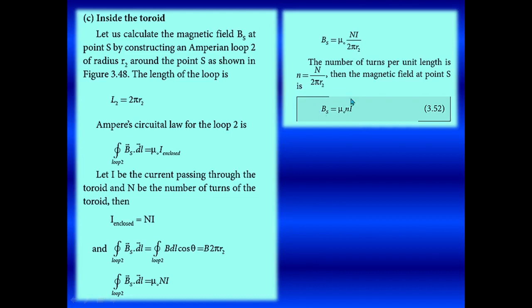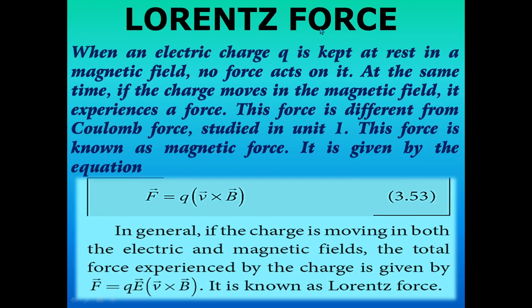So this is a very important formula. Next, the statement of Lorentz force. When an electric charge Q is kept at rest in a magnetic field, no force acts on it. At the same time, if the charge moves in the magnetic field, it experiences a force. This force is different from the Coulomb force studied in Unit 1. This force is known as magnetic force. It is given by the equation F vector is equal to Q into V vector cross B vector.